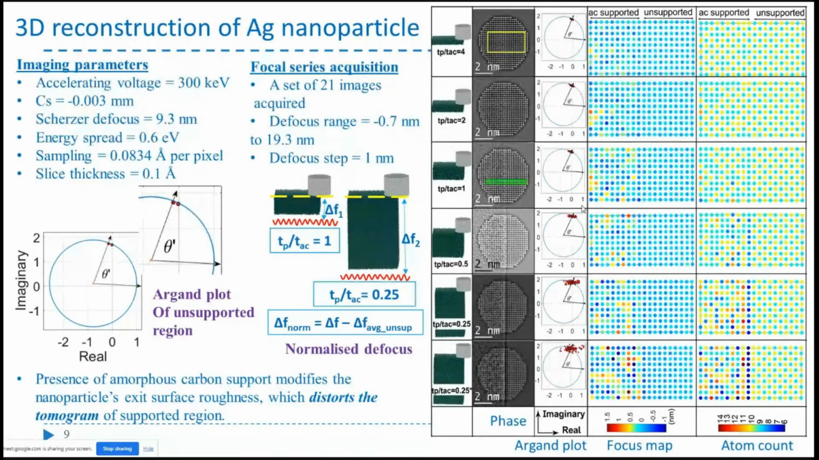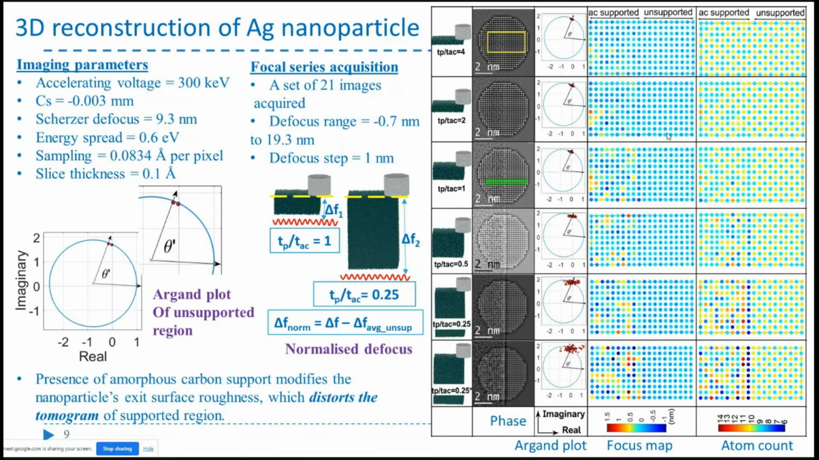If there is no support, then you will see all the points from each of the atomic columns lying on the Argand plot. But here you see, as you increase the carbon film thickness, the points go outside. They will be diffused, and as we increase the carbon film thickness, we are seeing this. This is also evident from the bottom phase geometry, or focus map. I'm using focus map instead of bottom phase geometry, and this is the atom count.